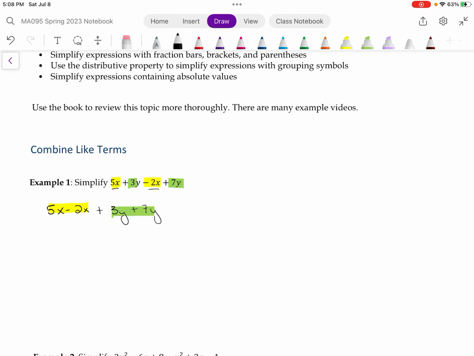All right, so 5x minus 2x is basically you have 5 apples and you subtract 2 apples, something like that. You can think about it as they're just counting the numbers of x's. So there's 5x's minus 2x's. And so we get 3x. The same thing with the y. We've got 3y's plus 7y's is 10y.